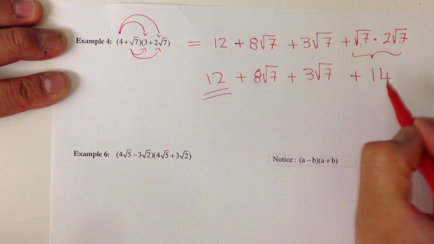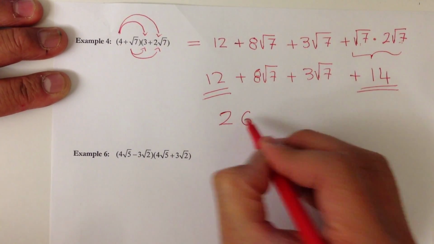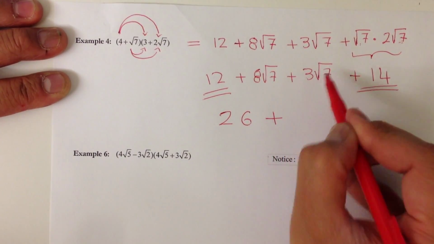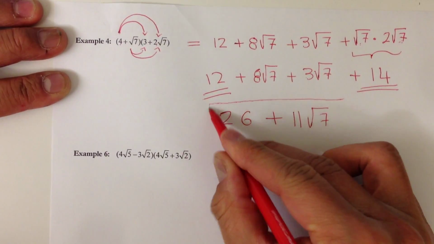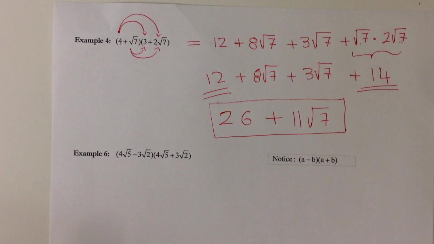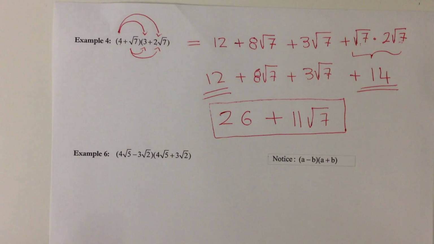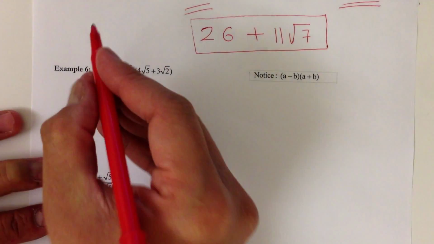Alright, 12 plus 14, that's 28. I'm sorry, 26. 8 rad 7 plus 3 rad 7 gives us 11 rad 7. And there we go. We have multiplied 2 binomials that contain radicals. And we got another binomial, which also contains a radical. Alright. Awesome job.